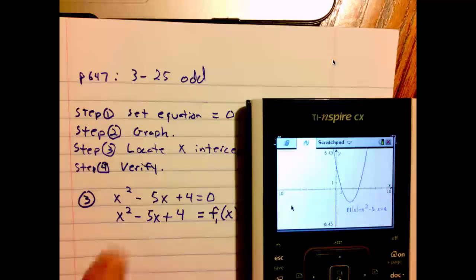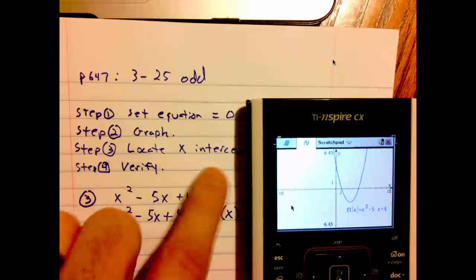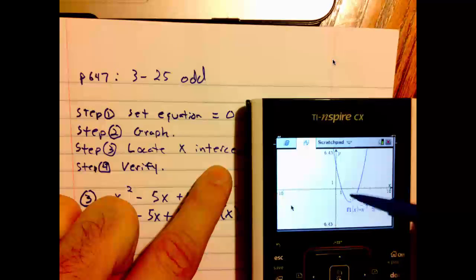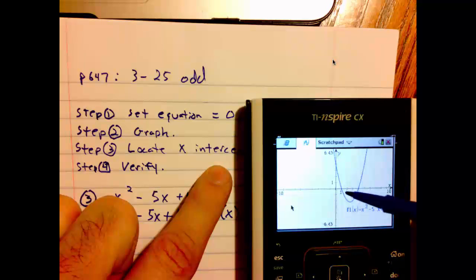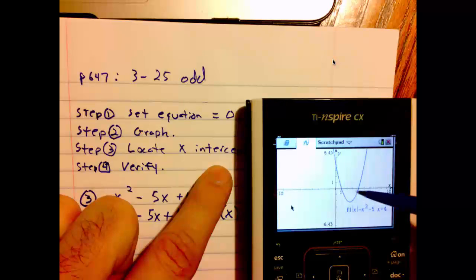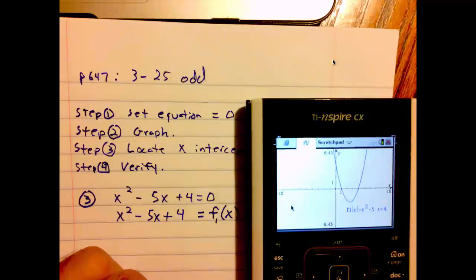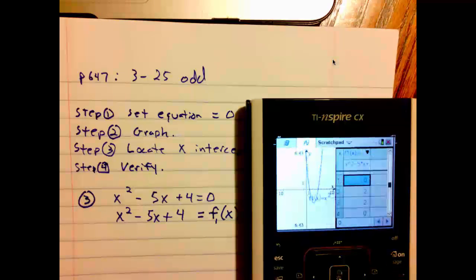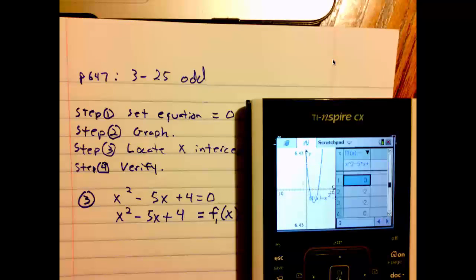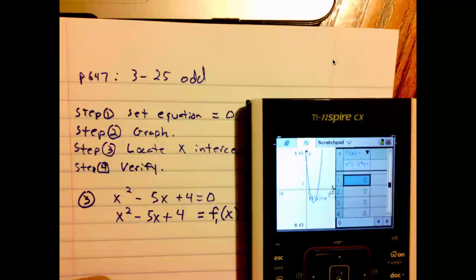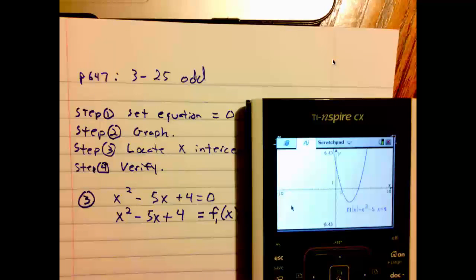Right. Step 3, locate the x-intercepts. What it appears is one x-intercept is there at 1, and the other one is at 2, 3, 4. At 1 and 4, I can be sure by looking at the table. Control T. Does 1 pair with 0? It does. So 1 is one of my x-intercepts. Does 4 pair with 0? It does.